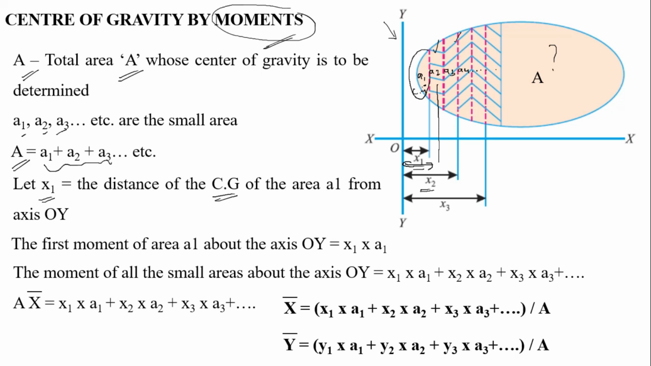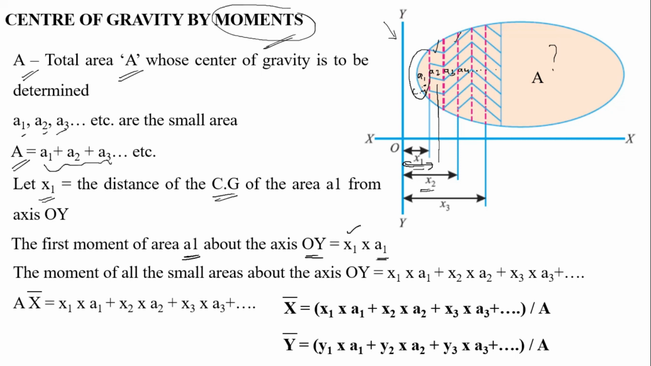The first moment of area A1 about the OY axis is equal to the distance x1, the distance between the CG of the small area A1 and the OY axis, into the area A1, right? Similarly, the moment of all the small areas about the OY axis is equal to the sum of all these: A1 x1 plus A2 x2 plus A3 x3 etc., right.